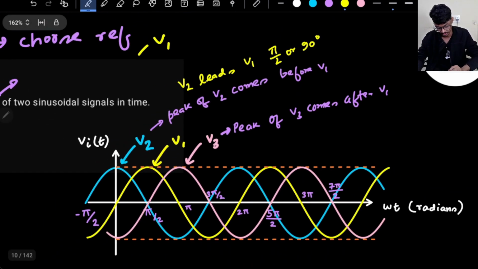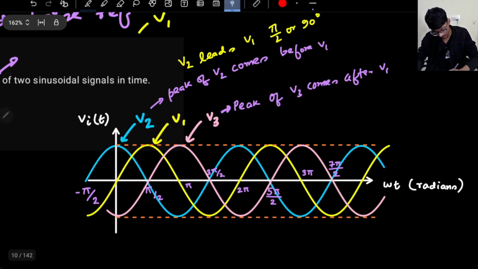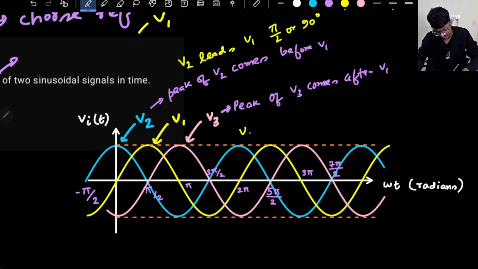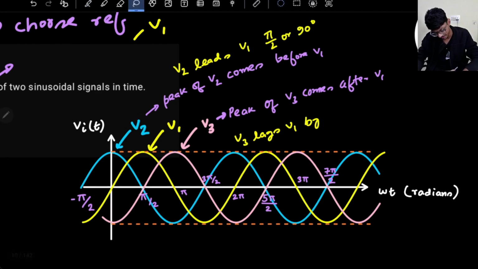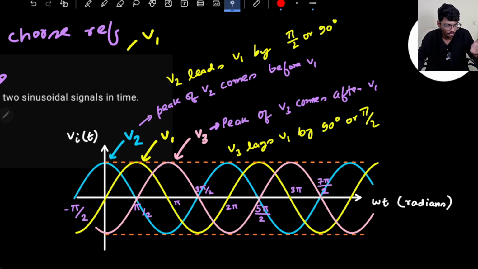I hope you understand the difference between these two things. What about this? If V3 is coming after, we have a term for this: V3 lags V1 by 90 degrees or pi by 2. So it is lagging because the peak is coming later on. V1's peak has already come, but V3 is lagging. That is the point: the peak is lagging.